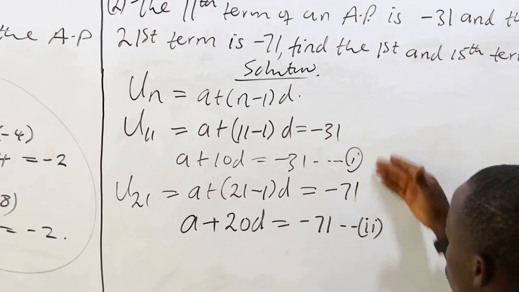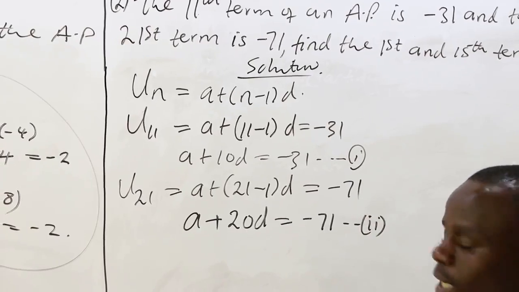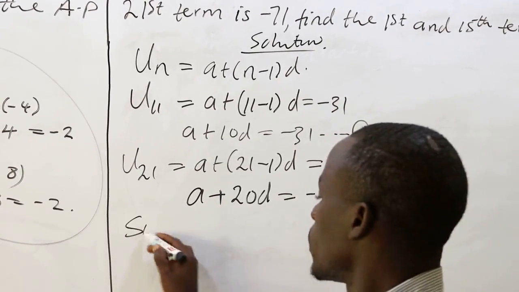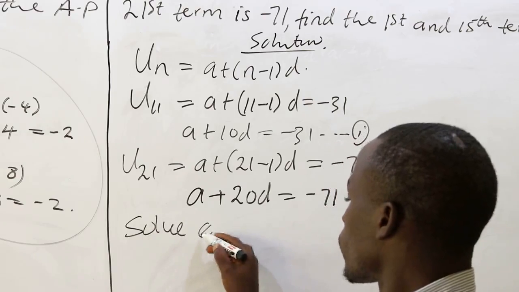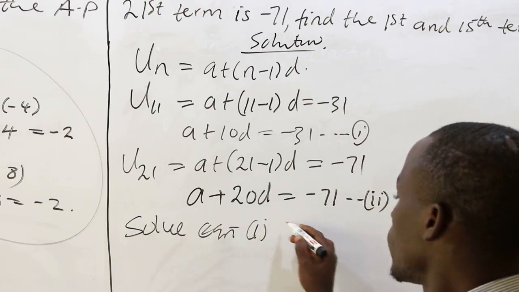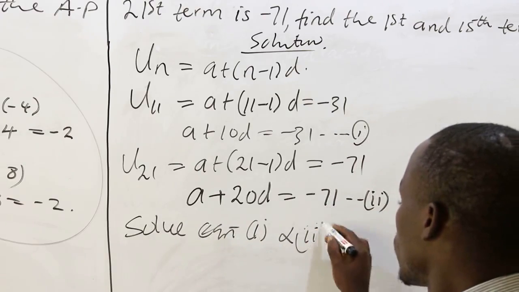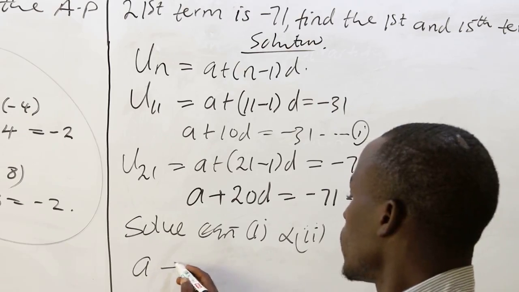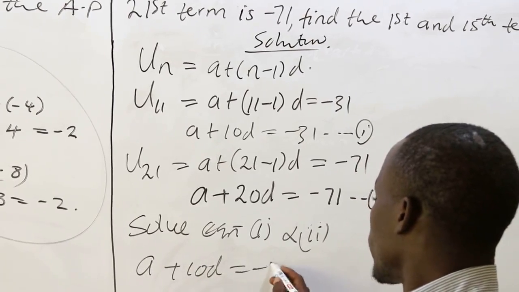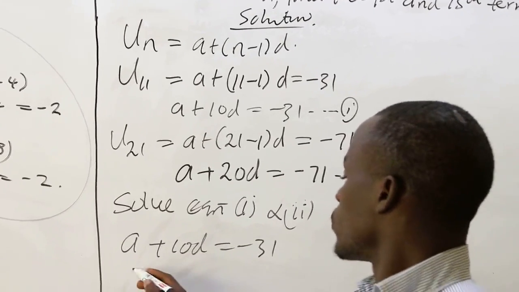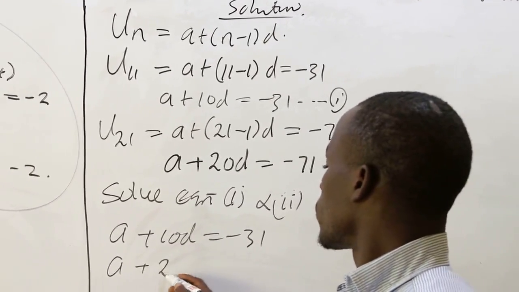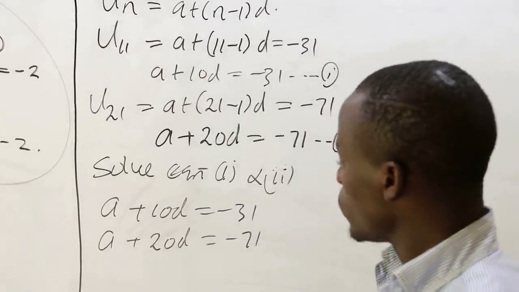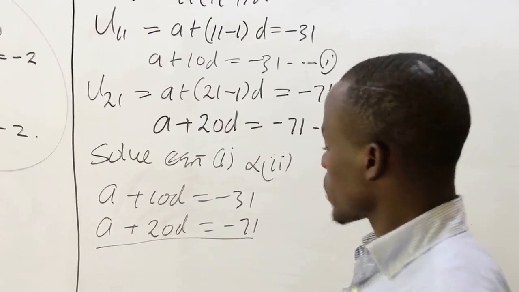Now look at equation 1 and 2. They are simple and straightforward equations, isn't it? So we solve equation 1 and 2 simultaneously. Now let's bring down our equation 1: a plus 10d equals minus 31. Equation 2 is a plus 20d equals minus 71. Now you can use any of the methods of solving simultaneous equations and get it.